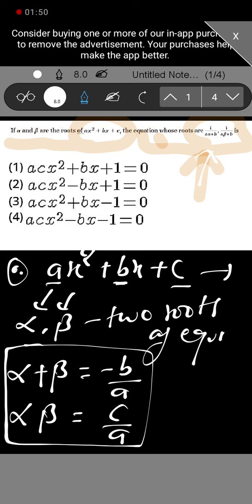Before moving ahead, if I divide the whole equation by a, we get b/a and c/a. So we can directly replace b/a by minus the sum of roots, and c/a by the product alpha into beta. I'm going to use this concept.